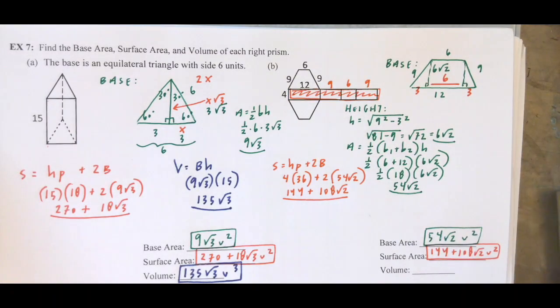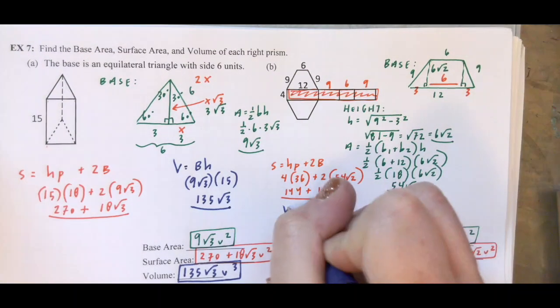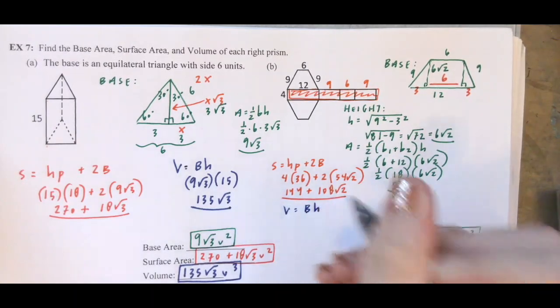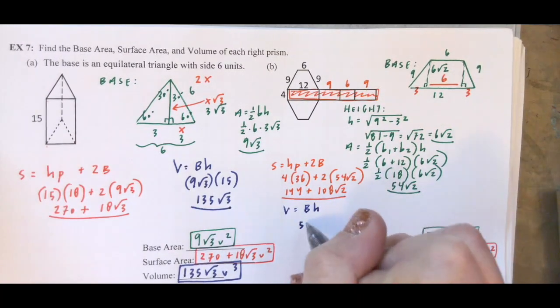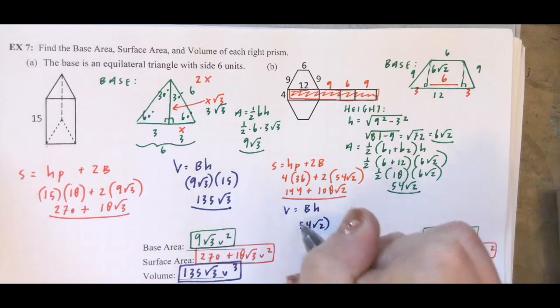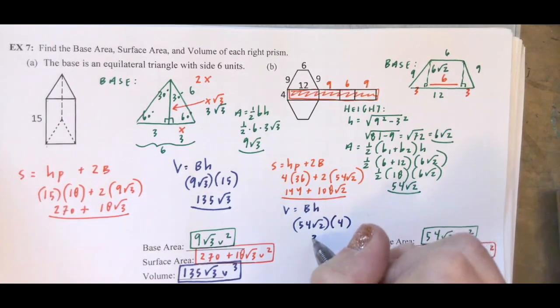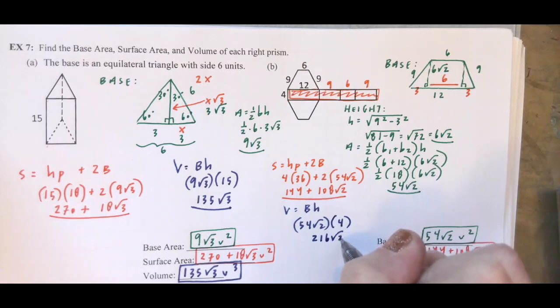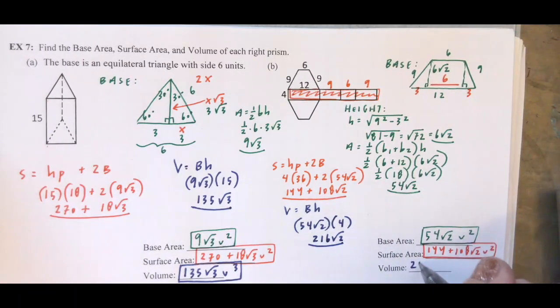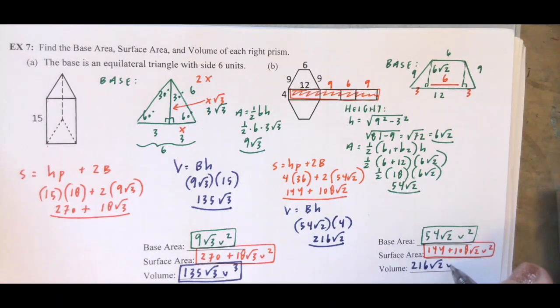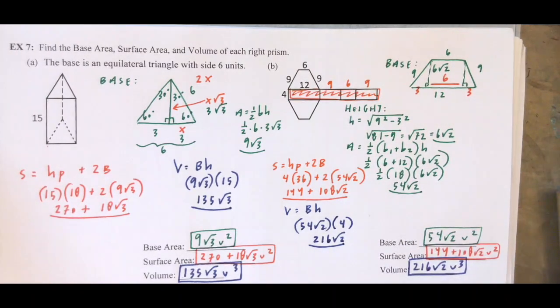Okay, volume last. We got room right here. So base area times height. So we're looking at 54 root 2 times the height of the prism, which is 4. So 216 root 2. Units are cubed for all things volume.